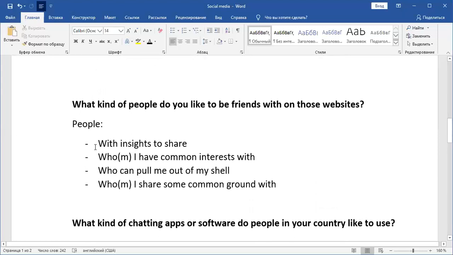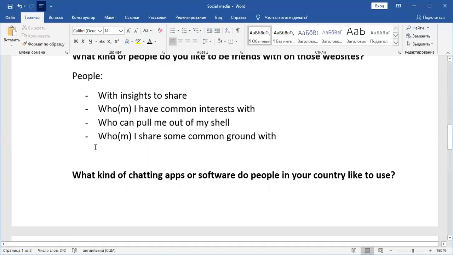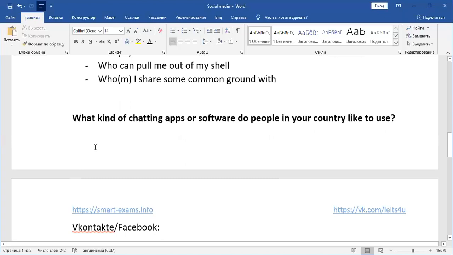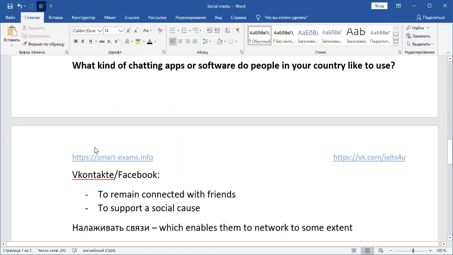Then, what kind of people do you like to be friends with on those websites? So the expressions that you can use, like people with insights to share, whom I have common interests with, who can pull me out of my shell, that's a nice idiom, whom I share some common ground with, right? Then what kind of chatting apps or software do people in your country like to use?